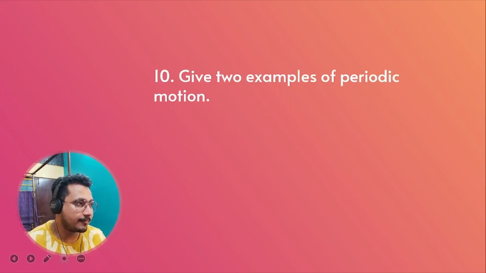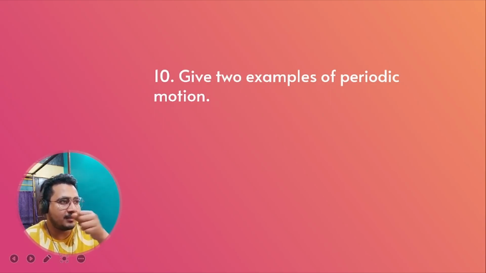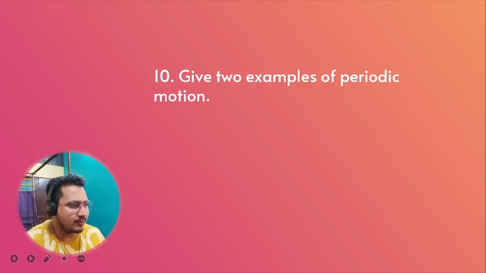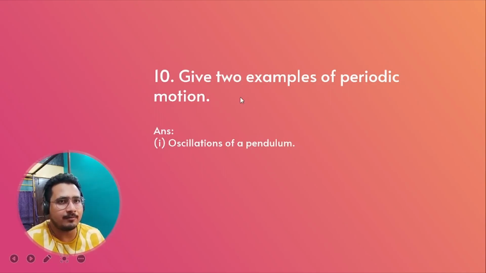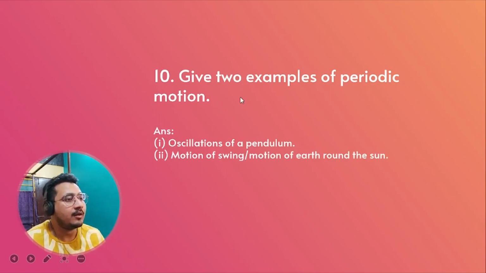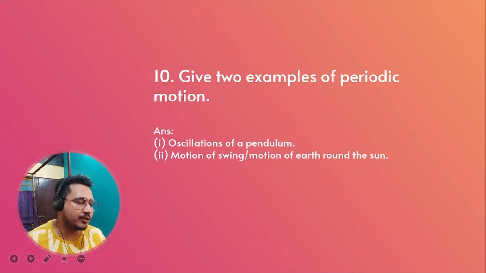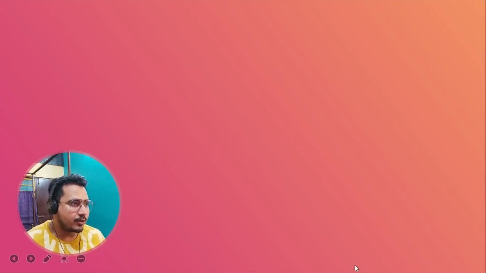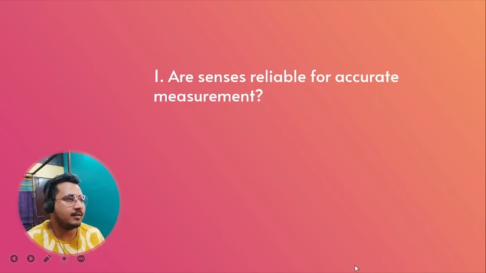Give two examples of periodic motion. We already discussed this in the beginning of the class. A swing, and the clock thing, a pendulum clock. Yes, very good. Let's look at the answer. Oscillation of a pendulum, that means the pendulum attached to the clock, and also the motion of a swing, and the motion of the earth around the sun. That is also another type of motion. Okay, next question.